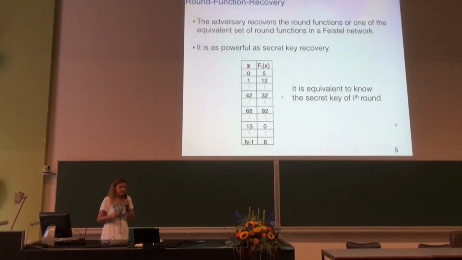Sorry that I didn't mention that for the round functions, we can typically think of PRFs with secret keys. But in my notation, I'm not going to use any secret keys, but you can think of PRFs as round functions. So recovering such a round function will mean that I recovered the secret key for that round, okay?